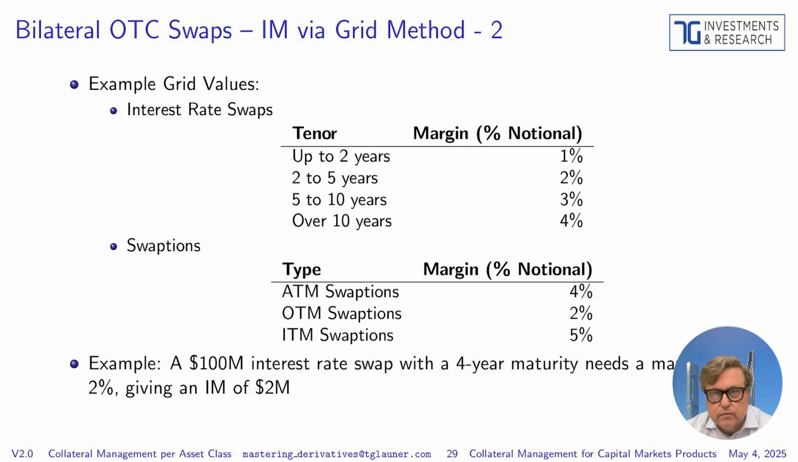Let's illustrate this with an example. Suppose you have a $100 million interest rate swap with a maturity of 4 years. According to our grid values, this would require a margin of 2%, resulting in an initial margin requirement of $2 million. Very simple.